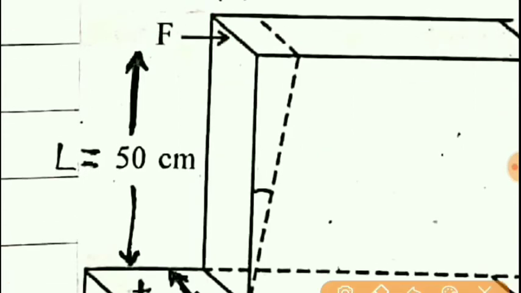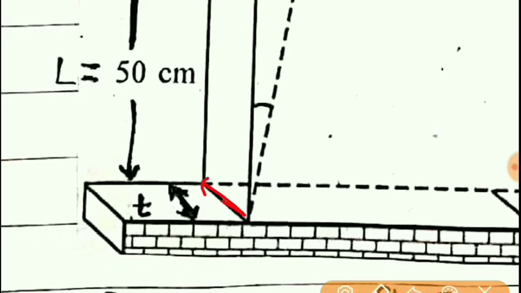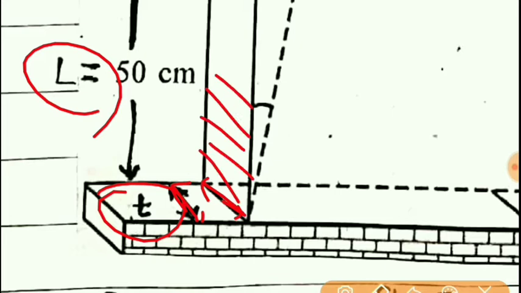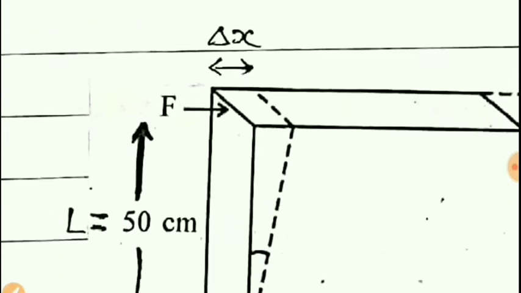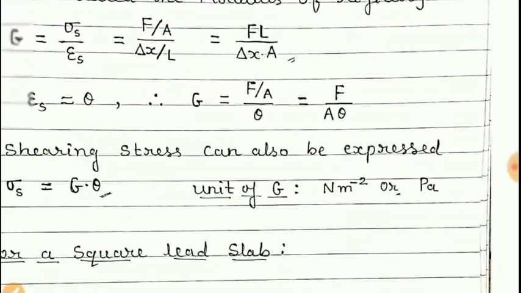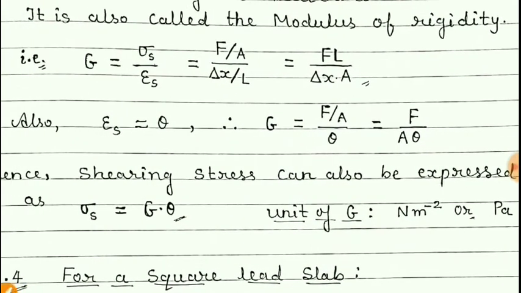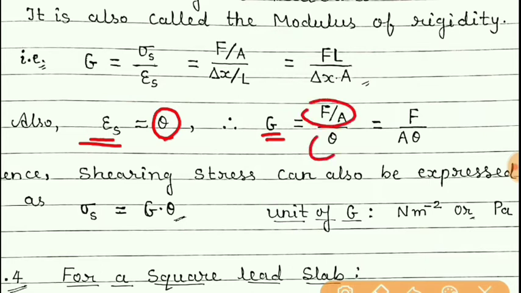So length is considered for this, and also this is the thickness of this given slab. So length into thickness will give the cross sectional area. So strain is equal to theta, and in that case we can write the shear modulus G as force per unit area upon theta, and that is equal to F upon A theta.